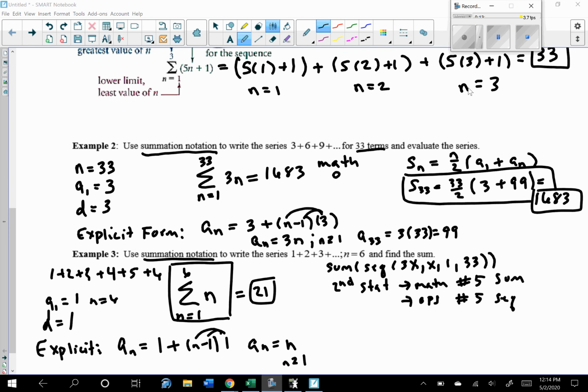We could also use that formula. So S of 6 is equal to 6 over 2 times 1 plus, and then of course if we have 6 terms and we're only going up by 1, the last term would be 6. That is also equal to 21. But again, it asks us to write the summation notation and find the sum.